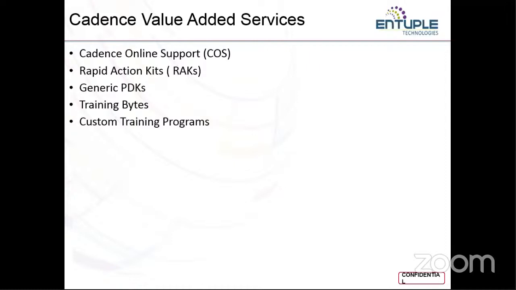In case you are interested in building your knowledge or growing in certain tools, you always have certain examples provided, and along with the design examples, you'll also be provided with a step-by-step procedure of what is to be done, what the steps are, and how to proceed. These examples are called rapid action kits, RAKs. Along with that, it also provides generic PDKs. As we have already seen, almost all the technology nodes are supported by Cadence. It also provides training bytes and custom training programs as per the requirement and interest of the end user.